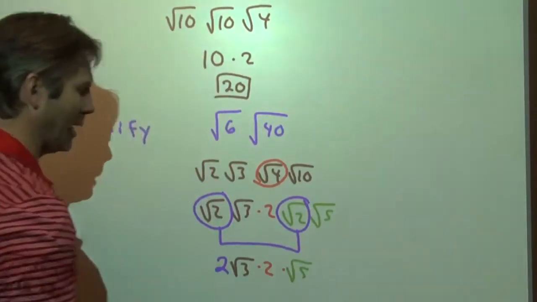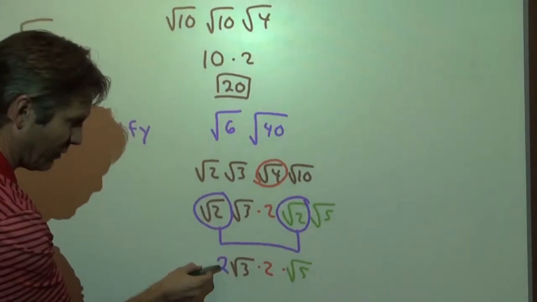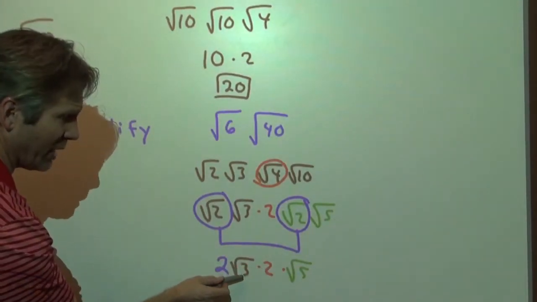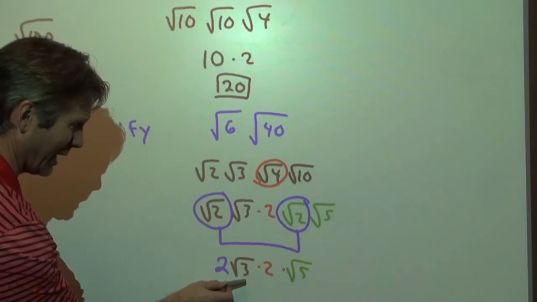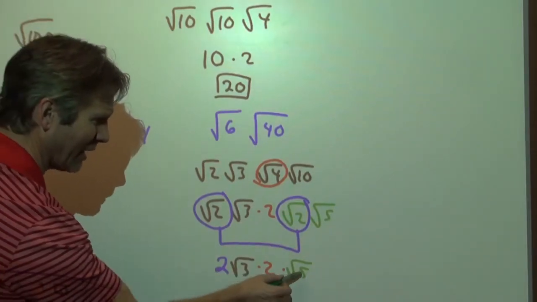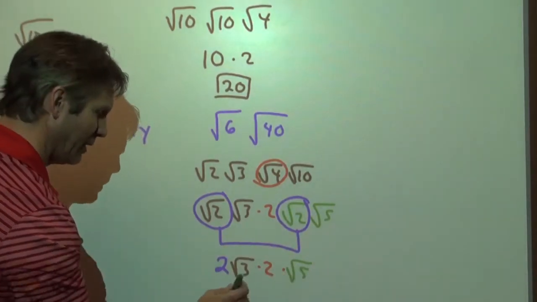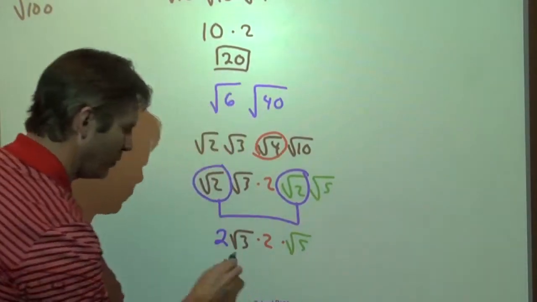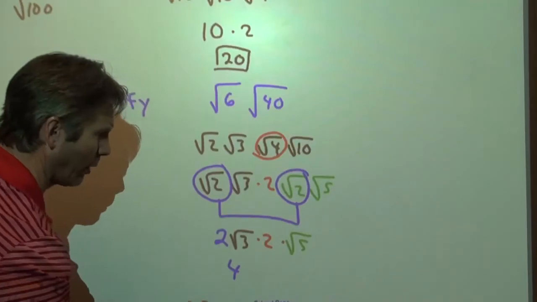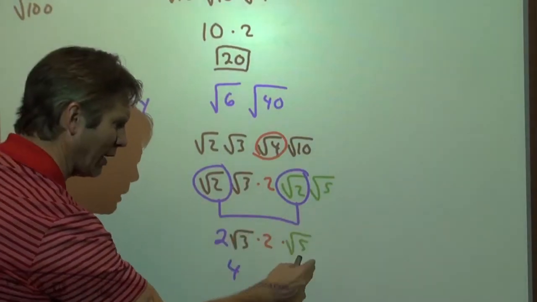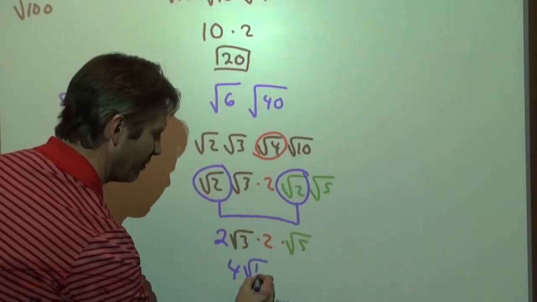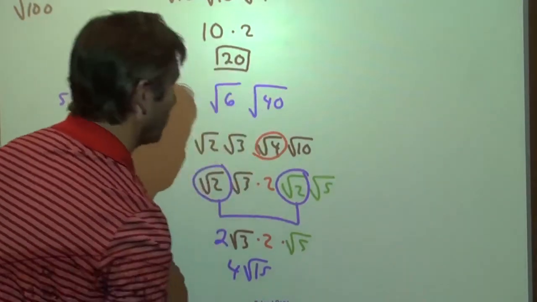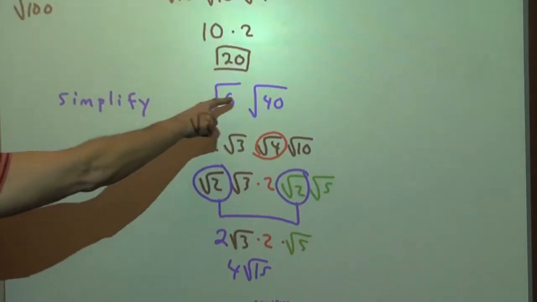So now we clean them up. Now, this is 2 and this is 2, but this is not 3. This is the principal square root of 3. So that's a different animal. And that's not 5, that's the square root of 5. So let's just multiply the like things together. The 2 times the 2 is going to give us a 4, and radical 3 times radical 5 will give us radical 15. And there you go. That's as simple as we can get that right there.